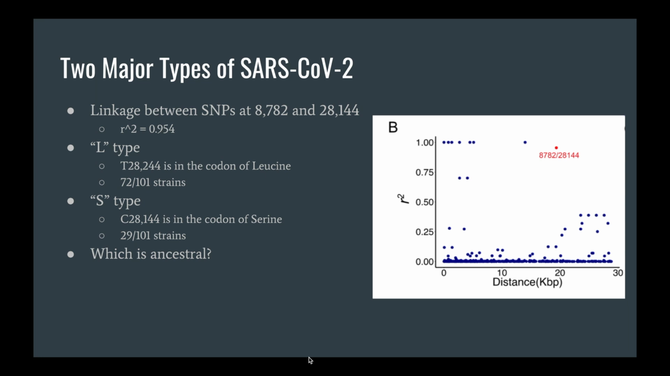72 of the 101 strains sampled were designated as L-type, as the linkage at nucleotide 28,144 was in the codon of leucine, and 29 of the 101 strains, however, were designated as the S-type because the linkage at nucleotide 28,144 occurred in the codon of serine.